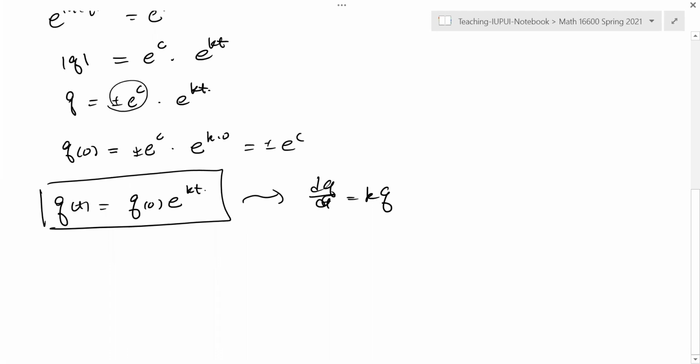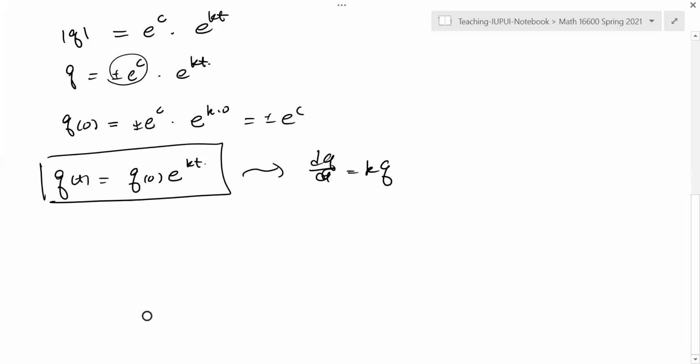So if you are told that the rate of change of the quantity is proportional to the quantity, then it can be written as an exponential function multiplied by a constant. That constant is the initial quantity.